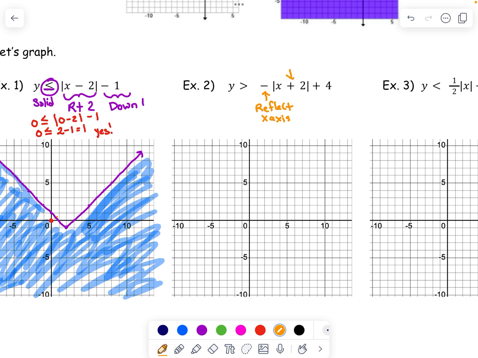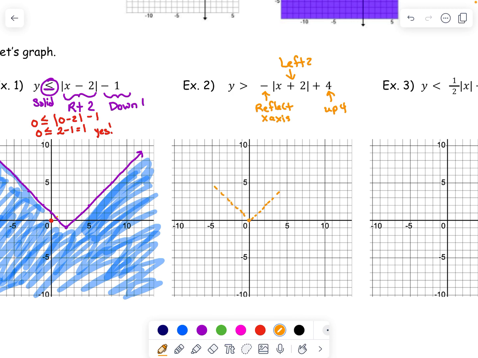We are going to go to the left 2, and we are going to go up 4, okay? So, wow, we got a lot to do. So let's remember what our parent graph looks like. I'm not going to draw it that big.